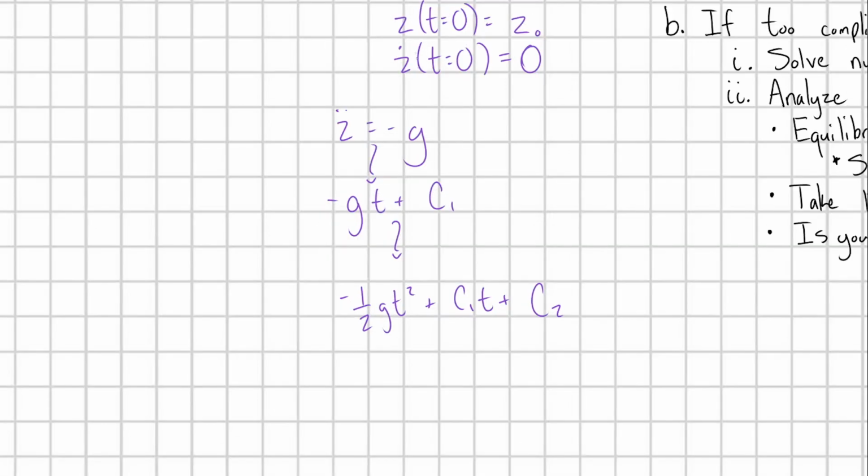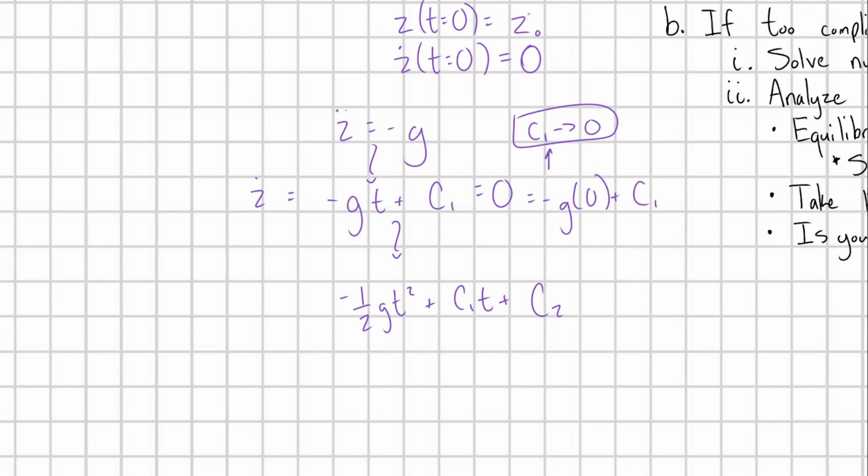So z dot at t equals 0, that's this guy here. This is really equal to z dot, right? So this equals 0 when t is equal to 0. So this equals minus g times 0 plus c1. Okay, conclusion 1, right? c1 goes to 0. So c1 is definitely going to drop out.